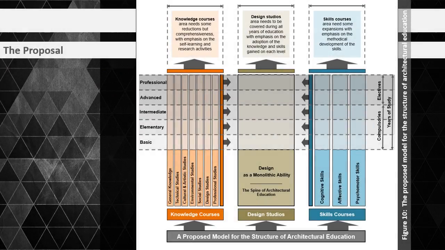A model for the proposed structure of the architectural programs has been formulated. As shown in this figure, the model is divided vertically into the 3 components of architectural education, and each component is divided into streams that represent the type of knowledge or skill. The structure is horizontally divided according to the years of study and the level of education encompassed. The intersection of the vertical and horizontal divisions represents the courses offered. Finally, the text boxes at the top of the model indicate the recommended actions required for each component.